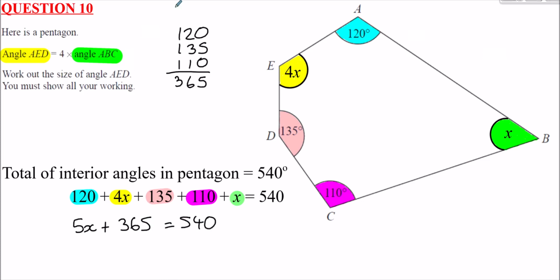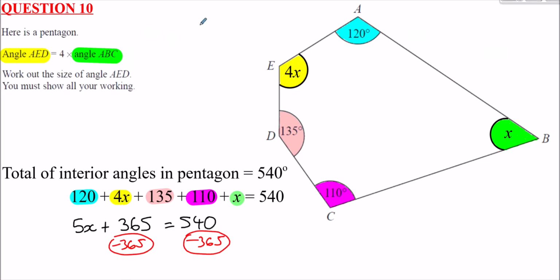I then need to have these 5x's on their own, so I can subtract 365 from both sides of this equation. And I'll show you how to do that as well if you're not too confident with subtraction. It's absolutely fine if you're not. I'll show you how to do it. So 540 minus 365.